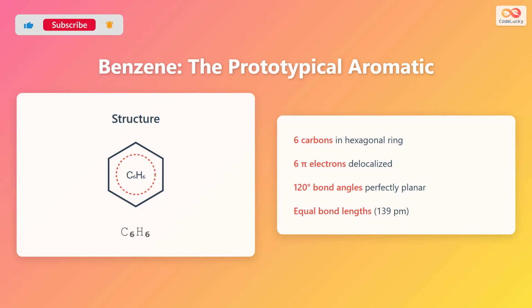Benzene, with the molecular formula C₆H₆, is the perfect example of an aromatic compound. It consists of 6 carbon atoms arranged in a hexagonal ring. The structure contains 6 pi electrons that are delocalized across the entire ring. The molecule is perfectly planar with bond angles of exactly 120 degrees. What makes benzene particularly special is that all carbon-carbon bonds have equal length, measuring 139 picometers. This uniformity is a direct result of electron delocalization, which we'll discuss next.